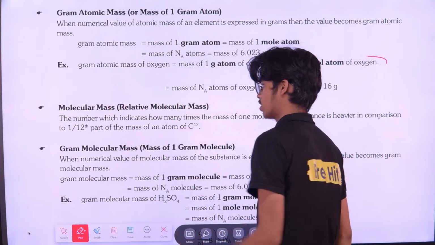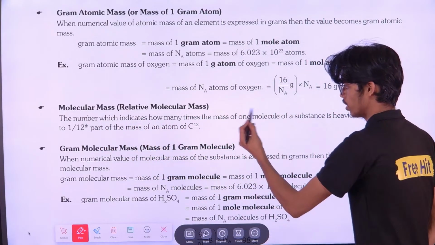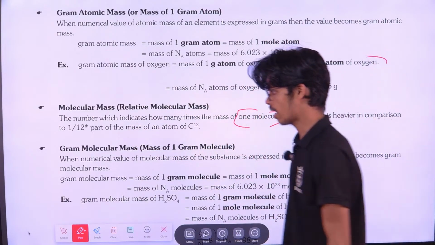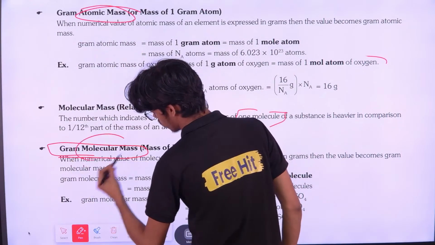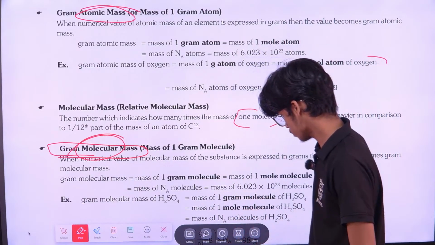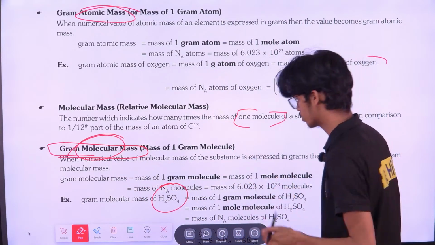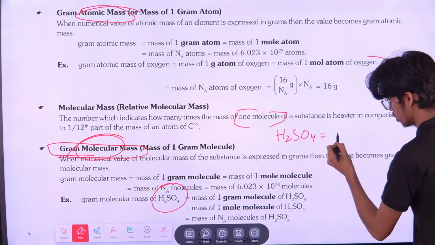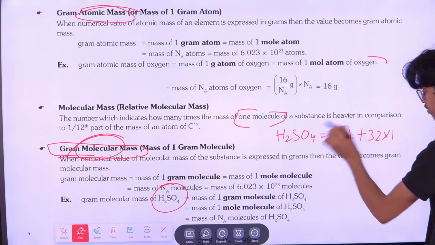What is molecular mass or relative molecular mass? I already told you, it is the number which indicates how many times the mass of one molecule is compared to the 1/12th mass of the carbon atom. That's it. Gram molecular mass is what? It was about atoms, now it is about molecules. There is no difference at all. Now, in gram molecular mass, suppose this is H2SO4. For H2SO4, there are 2 hydrogens, 1 sulfur and 4 oxygen atoms.